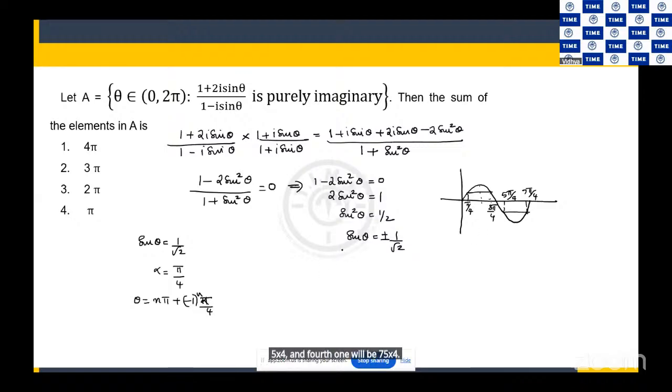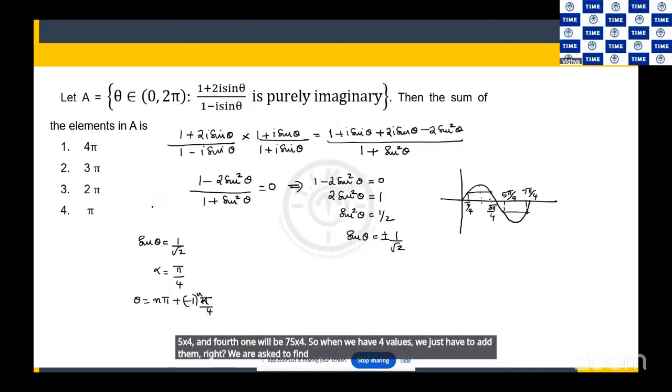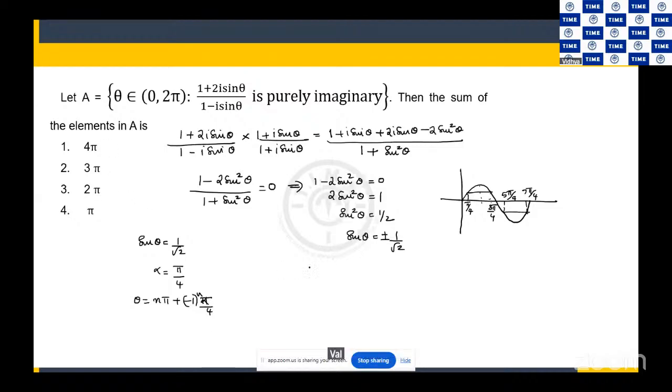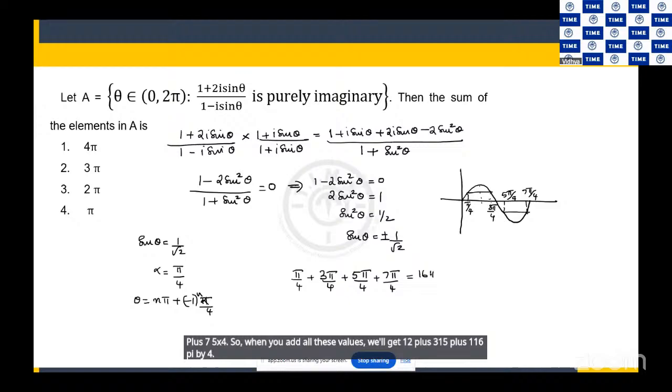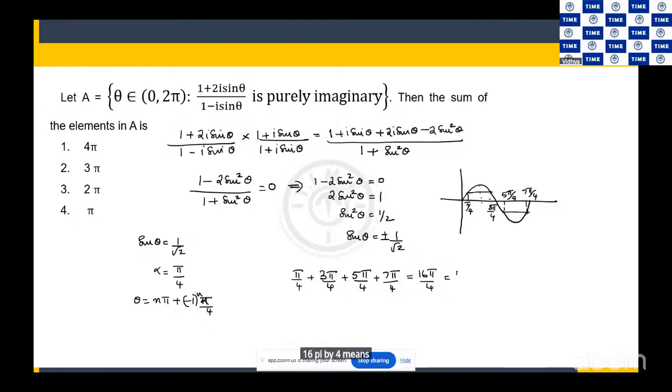When we have four values, we just have to add them, since we are asked for the sum of all these values. So π/4 + 3π/4 + 5π/4 + 7π/4 gives 16π/4, which is 4π. So the required answer is option 1.